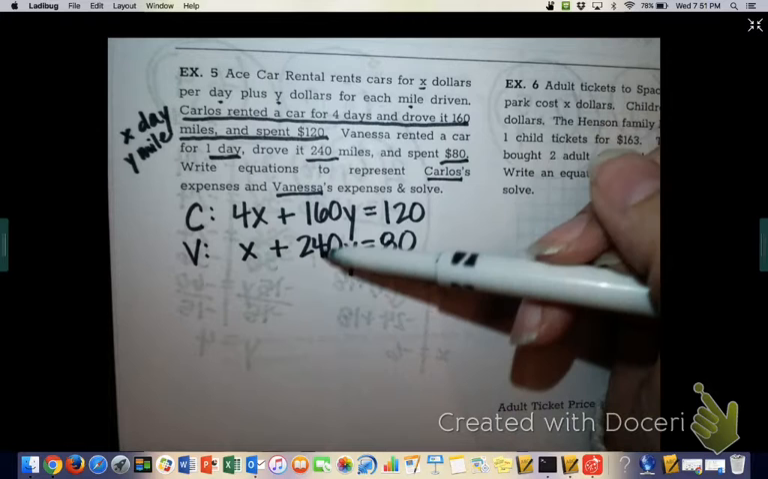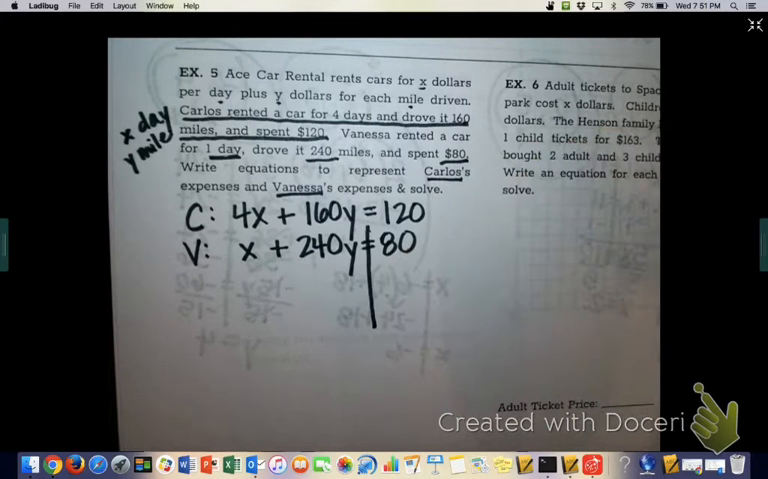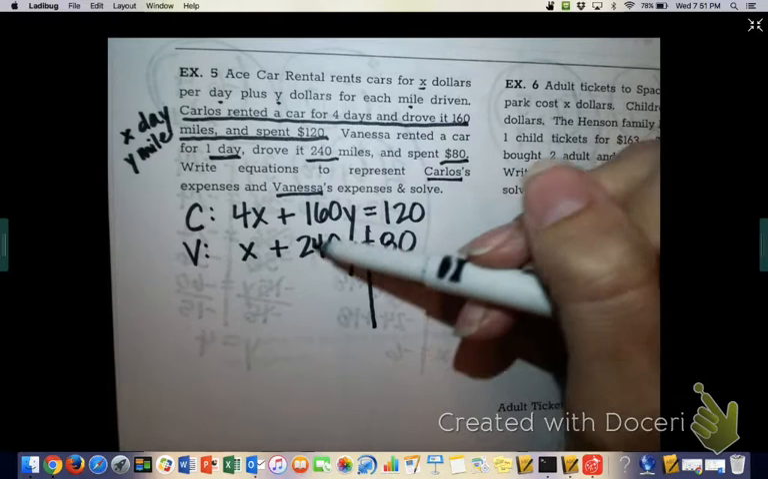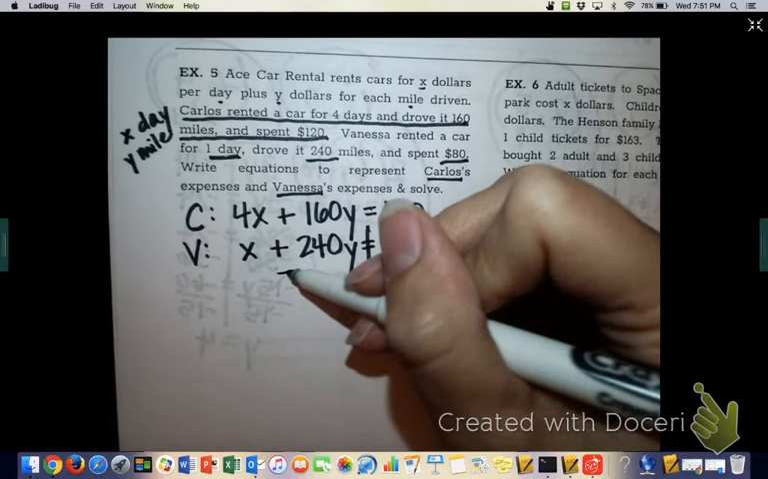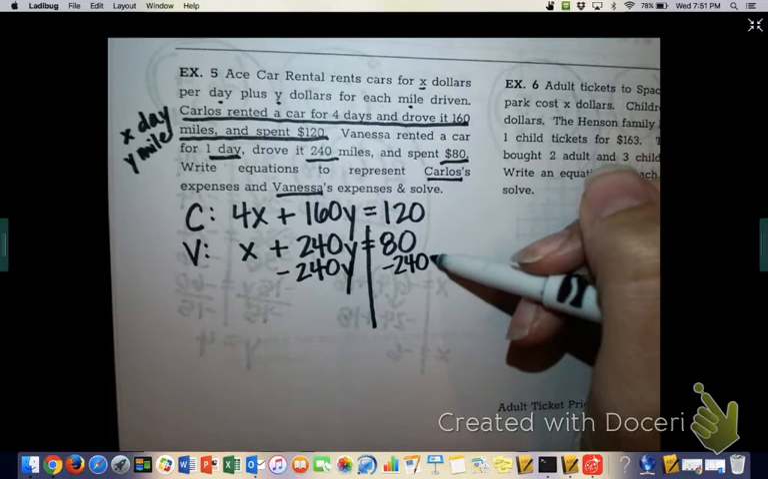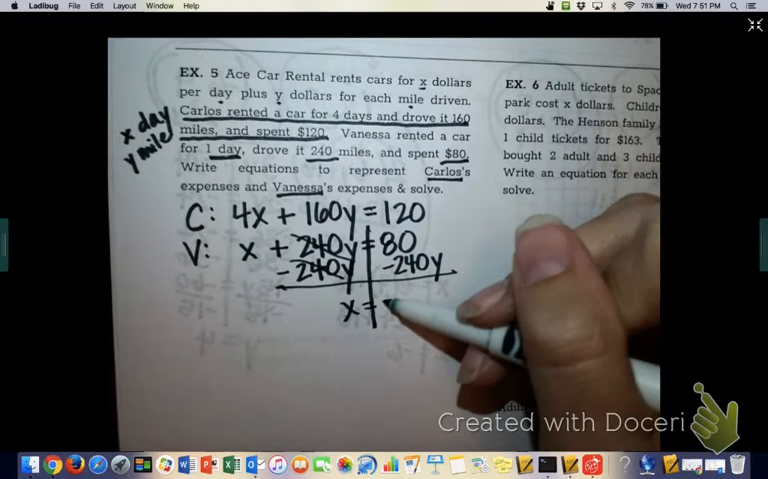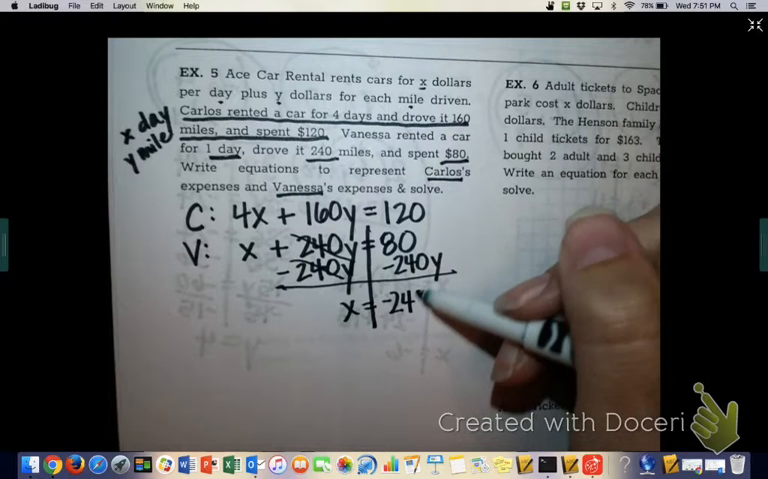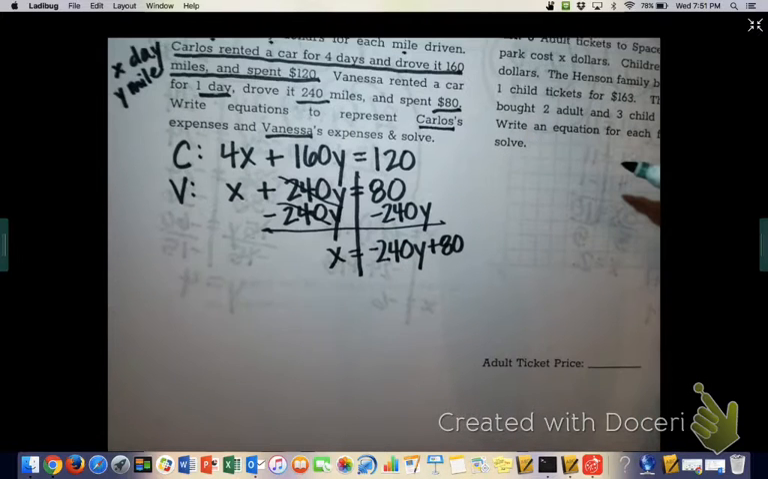So I'm going to take this second equation, and I'm going to rearrange it barely. We don't have much to do to get X by itself. The only thing we need to do is get rid of a plus 240Y. So we are going to minus 240Y on both sides. And then we will have X by itself. X equals negative 240Y, and a positive 80, so plus 80. Okay, so now we have two equations.